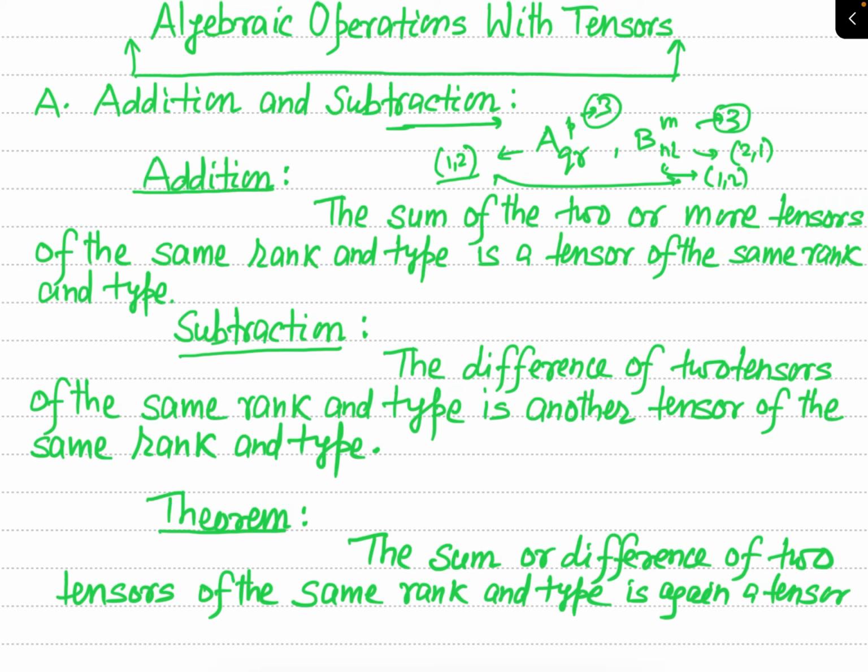And as you know, when you add two quantities or more than two quantities of same nature, the result is also a quantity of same nature. It means if you add two lengths, you get length. If you add two masses, you get another mass. If you add two forces, you get another force. Similarly, when two or more tensors of the same rank and same type are added, you will get a tensor of the same rank and same type. So this law of addition is exactly the same as that of general algebra.